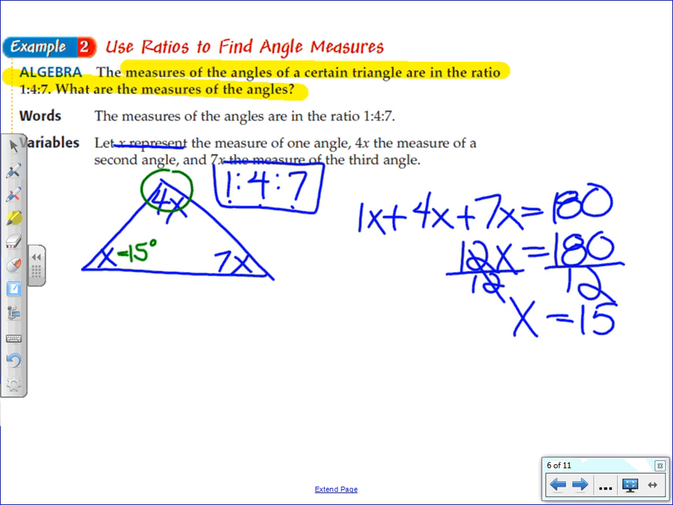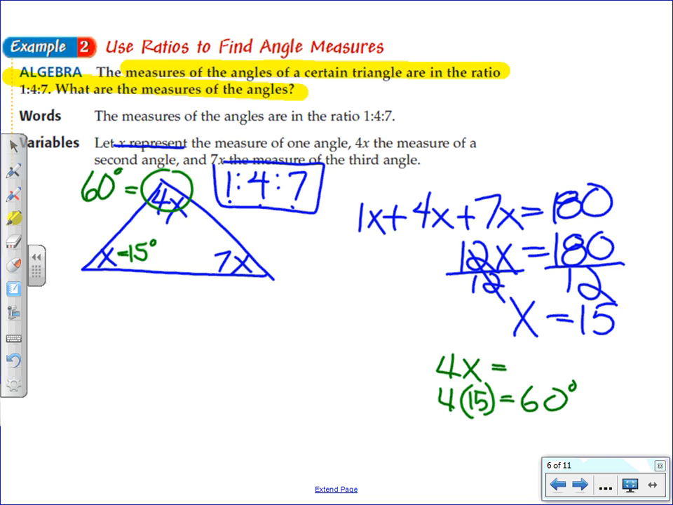How about this angle? What is it going to measure? 4x, right? So 4 times x, which we now know is 15, will be 4 times 5 is 20, carry your 2, 4, it will be 60 degrees. So this one equals 60 degrees.